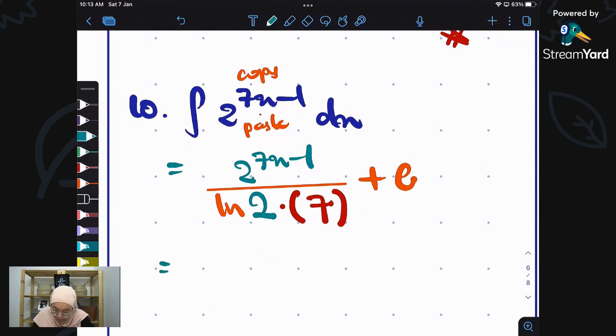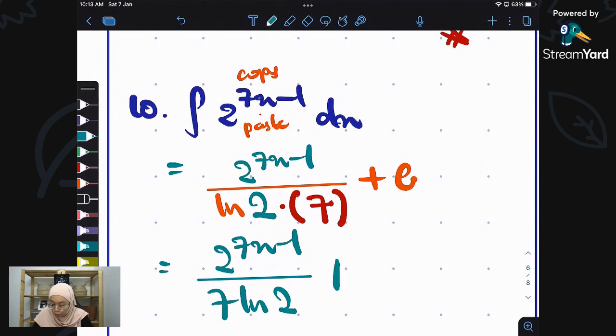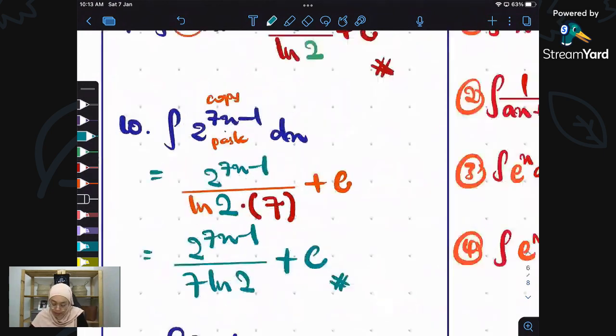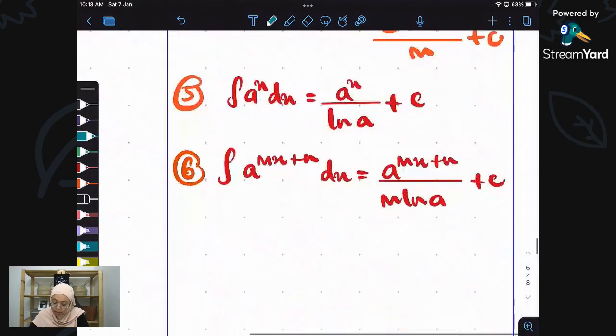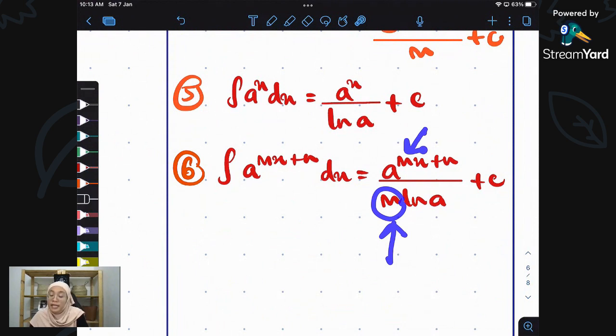Therefore, when we simplify it, kita tulis cantik-cantik. 2 to the power of 7x minus 1 over 7 ln 2 plus c. So saya letak nombor 7 di depan, lebih nampak kemas. Okay. So what I did here is just this basic rule. I must not forget my m. M is where I differentiate the linear. And then the ln a, also not to be forgotten, must be returned there as well.